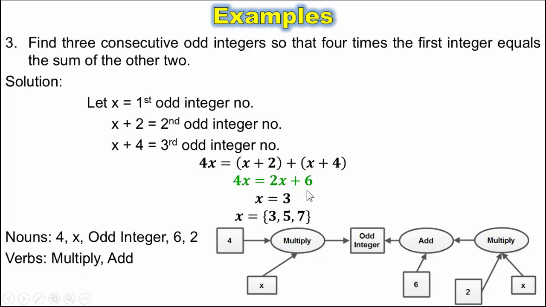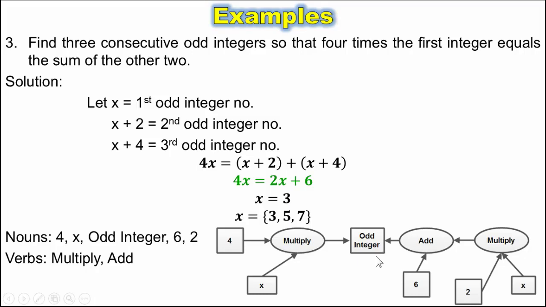So that when we draw the diagram, the components or entities of the diagram will be less also to draw. Thus, our computational model will be 4x is equal to 2x plus 6. The nouns that we can identify from the statement of the problem are 4x, add integer, 6, and 2. The verbs are multiply and add.